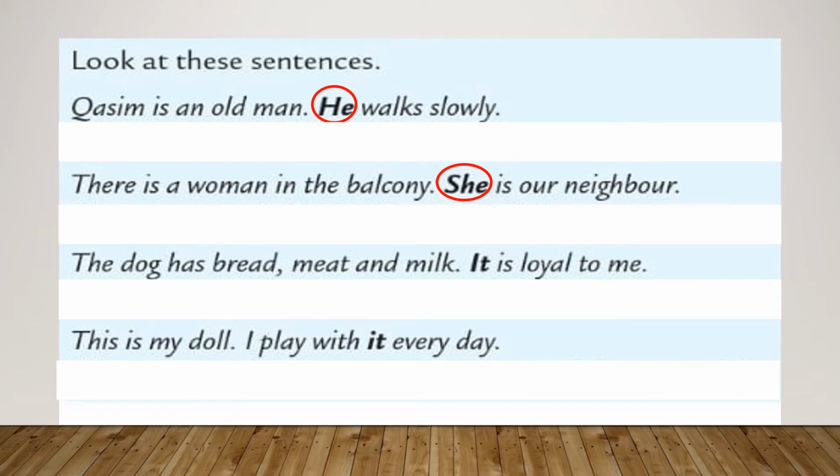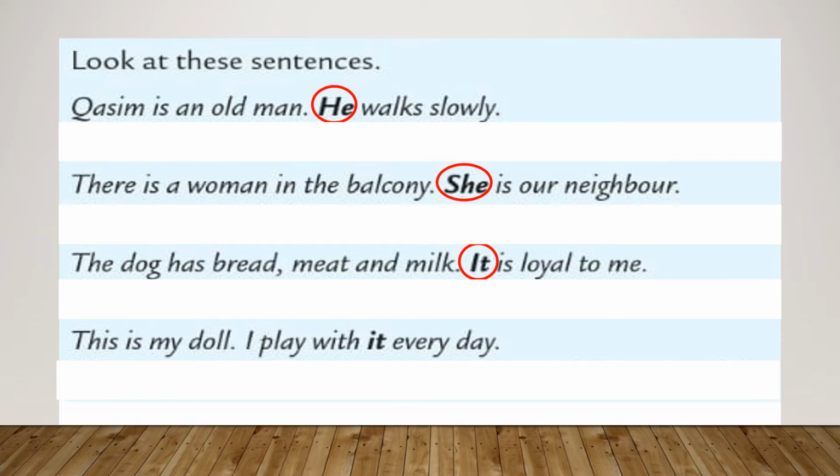Now look at the third sentence. The dog has bread, meat and milk. It is loyal to me. Can you identify the pronoun? Yes, correct. It is the pronoun as it is used instead of the noun dog.